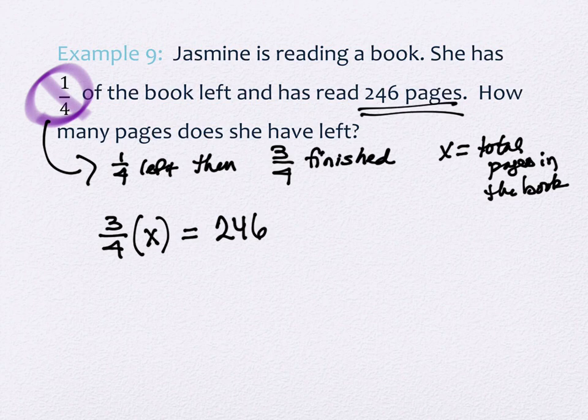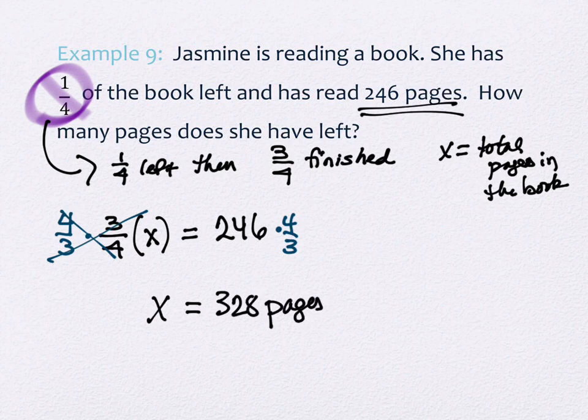Okay, I think you mean multiply. Yep, okay. So we're going to divide by 3/4, but that's the same as multiplying both sides by the reciprocal. So on the left, we get X, which was the goal. On the right, what is 246 times 4/3? If you want to grab a calculator real quick, please do so. 328. So this is 328 pages, right?